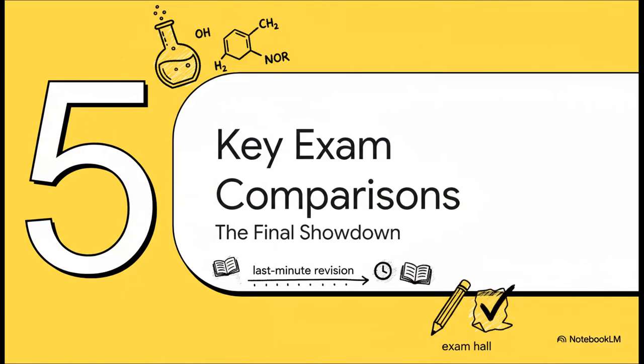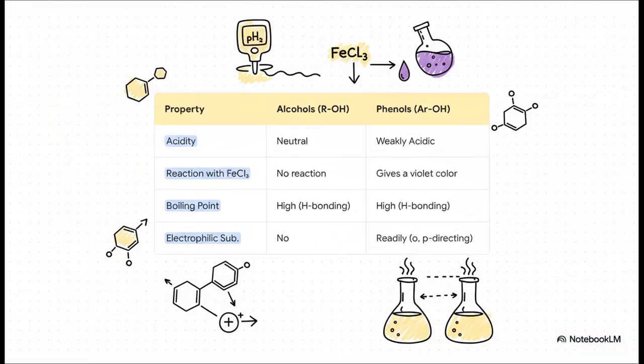Okay, we've covered a ton of ground, so let's wrap it all up with the ultimate cheat sheet. This is the kind of slide you'll want to review just for a minute right before you walk into that exam hall. Just look at this, side by side. Acidity, phenols win, hands down. The ferric chloride test only works for phenols. Reactivity in electrophilic substitution, totally different worlds. This is your high-yield summary, right here. Take a mental snapshot of this.